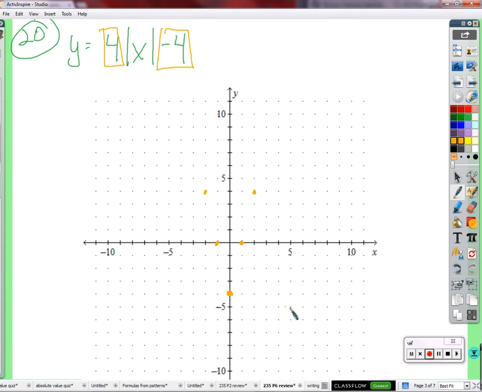How do you know it doesn't go down? What would cause the graph to point downward? A negative 4. If we were multiplying by a negative number, all those positive numbers would become negative. But we'll never get a negative 1 here. Why? Absolute value is always going to be positive or 0, never negative. Take the absolute value, we're going to get 0, the smallest number we'll get, or a positive. We'll never take the absolute value and get a negative.